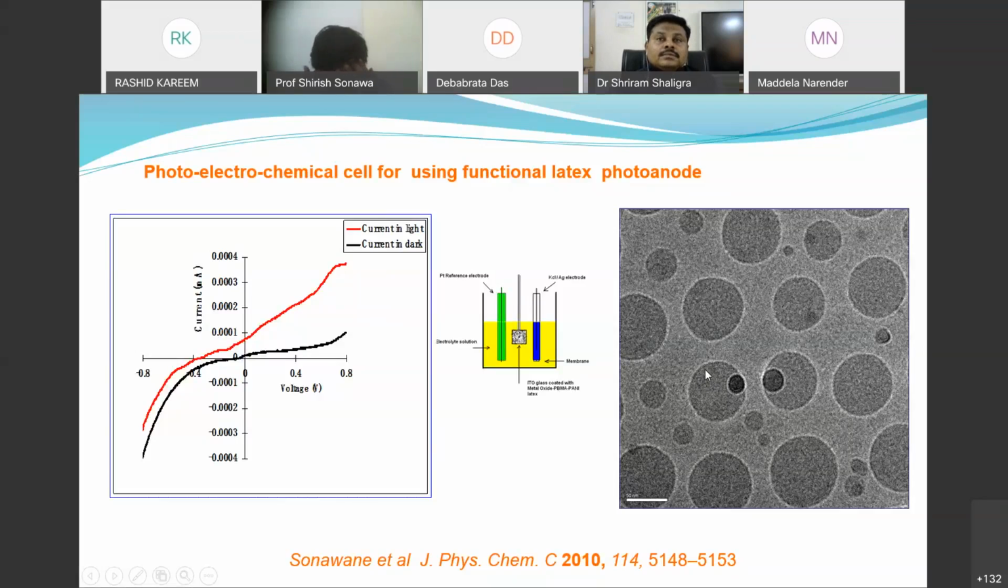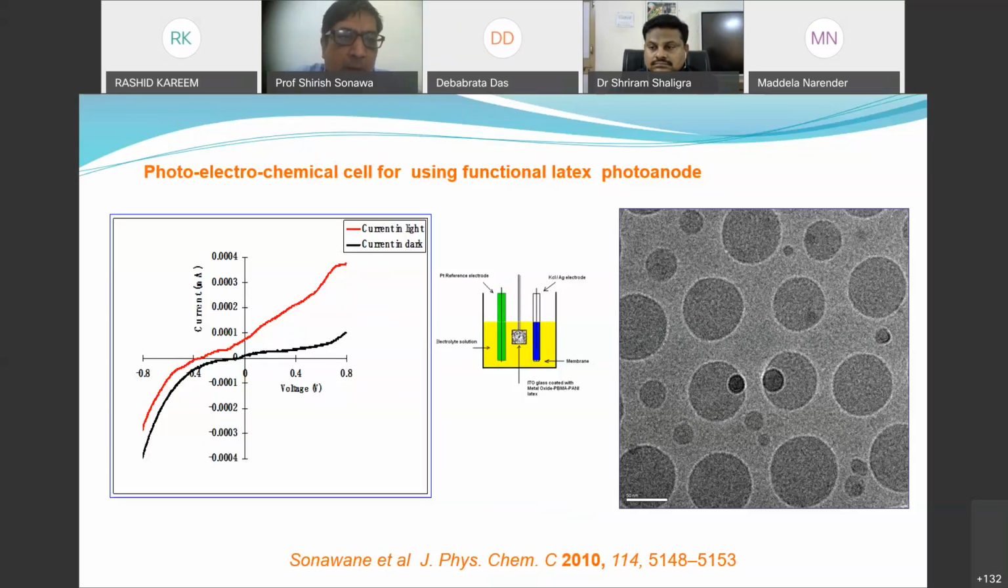So what advantage can we take from this latex? An attempt was made when I worked in Melbourne. We took this latex and added some conducting polymer to it, and we prepared a photoanode. Using conductive glass, we coated this latex, and you can see the current generation in the left-hand figure. We are able to generate a small amount of current, and this latex is very easy to coat onto the conductive glass surface.